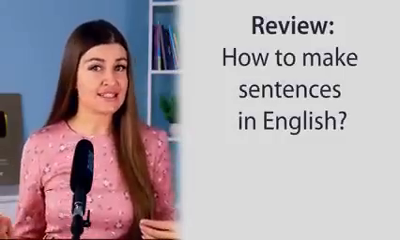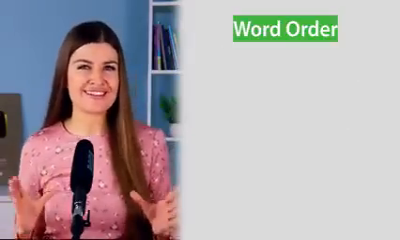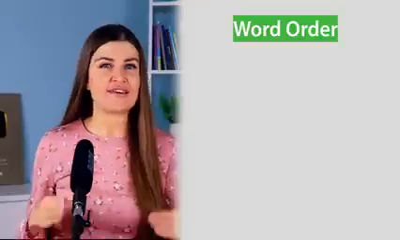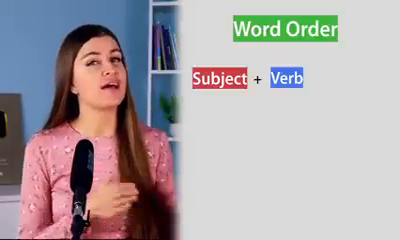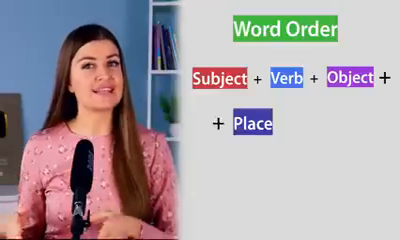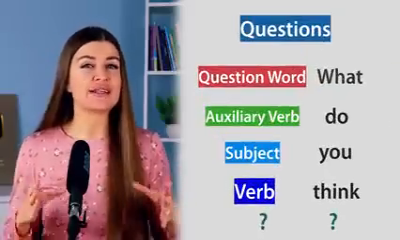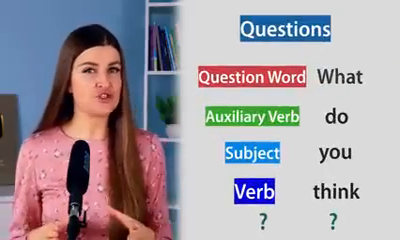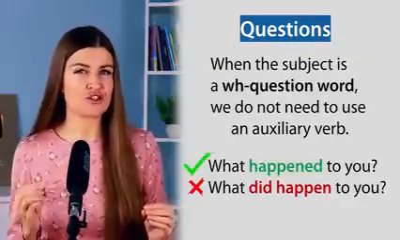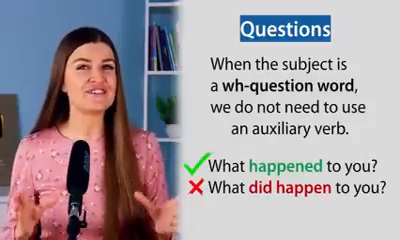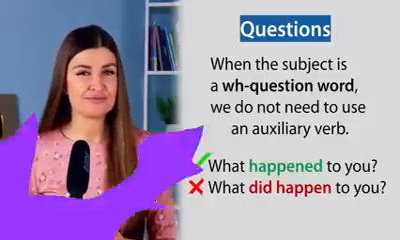Now let's review how we make sentences in English. When you make a sentence in English, always remember these rules. The word order is the following: subject, a verb, object, place, and time. When you ask a question, always put an auxiliary verb before the subject. When the subject is a WH question word, you don't need to use an auxiliary verb. Today, I've told you about the important rules you need to follow to form English sentences correctly.